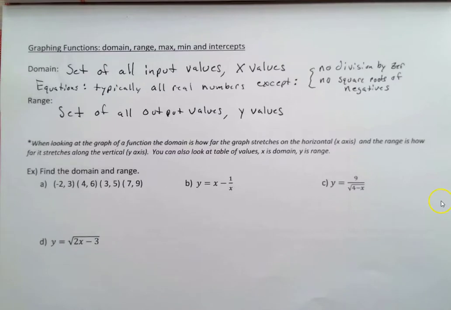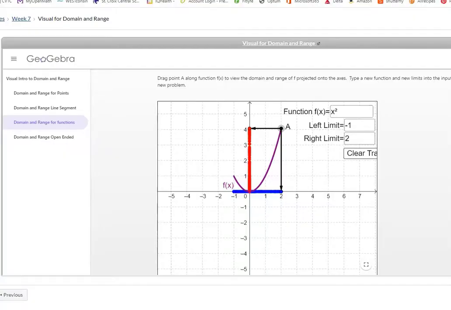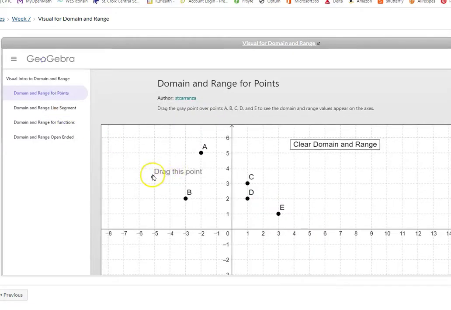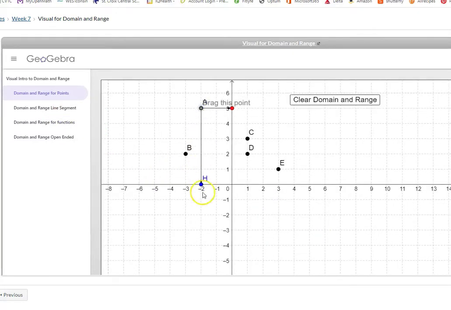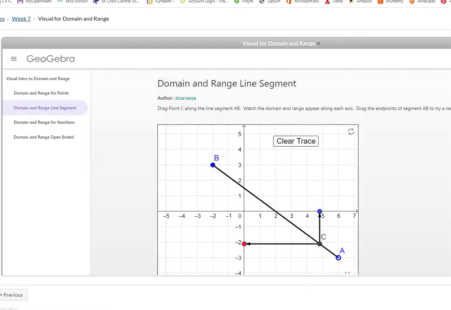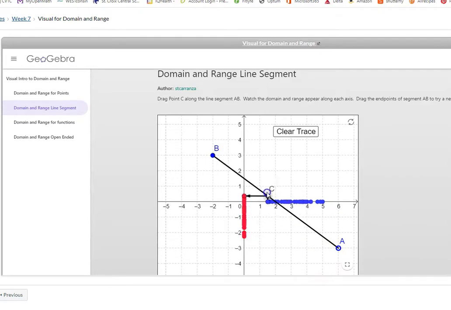In our course there's an applet so you can see visually. So if you have a point, just a single point, blue here on the x-axis, that is your input or domain, and that is your range. 5 there is your range. So I have a line segment. You're going to drag, and all the blue values are my domain, and the red is my range. So you can see domain goes -2 to 6, and range is -3 to 3.